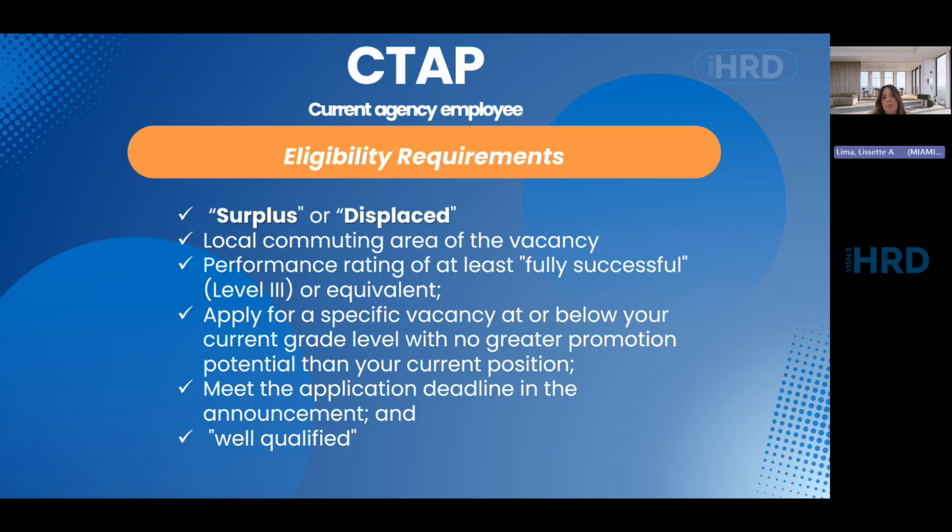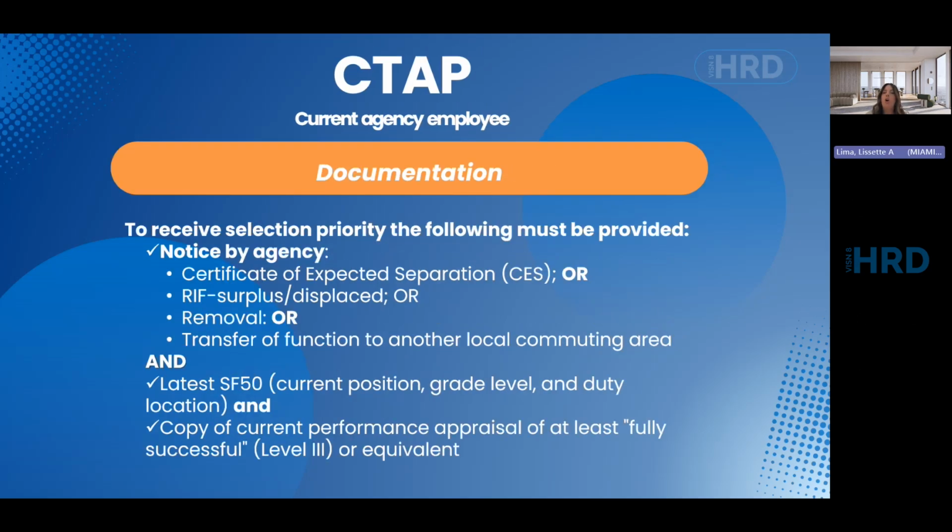So now in terms of that requirement, what documentation is needed? The documentation would be, first, that agency notice that we mentioned. That could be, again, the CES, the RIF indicating surplus or displaced, the removal, but again, remember, only for refusing a job in the area, and the transfer of function to a local commuting area.